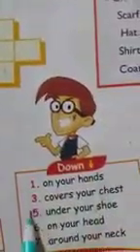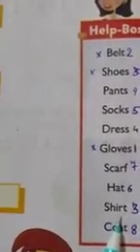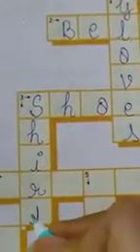Now downward side, number 3 covers your chest. What covers our chest? Does pant cover our chest? No. Socks? No. Dress? No. Scarf? Hat? Shirt? Coat? It is shirt. S-H-I-R-T, shirt. Write shirt in downwards. S-H-I-R-T, shirt.